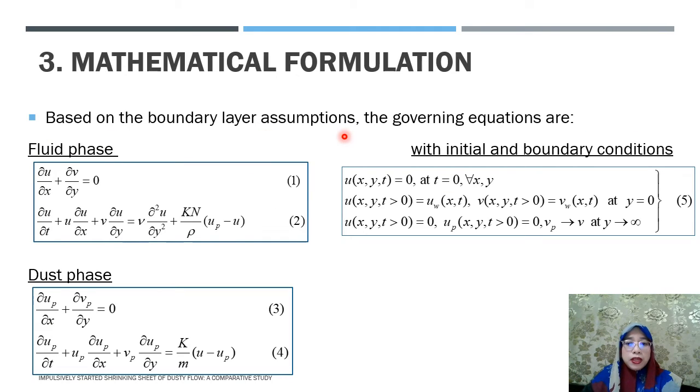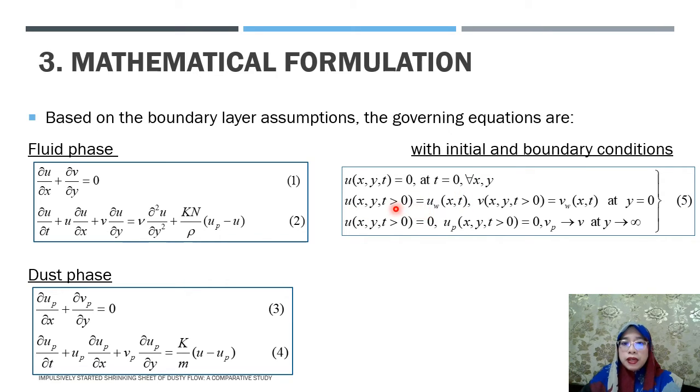Based on the boundary layer assumptions and the previous problem, the governing equations are, we have two phases. The first one is the fluid phase, and the second one is the dust phase. Equation 1 is the continuity equation for the fluid phase, and the second is the momentum equation for the fluid phase. The third equation is the continuity equation for the dust phase, and equation 4 is the momentum equation for the dust phase. And then we have the initial and boundary conditions, equation 5.